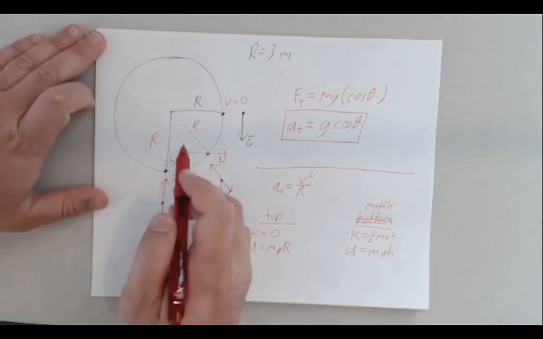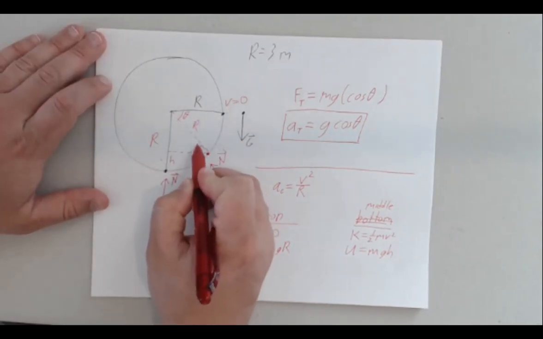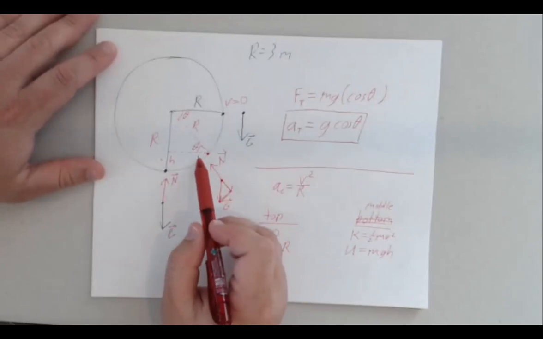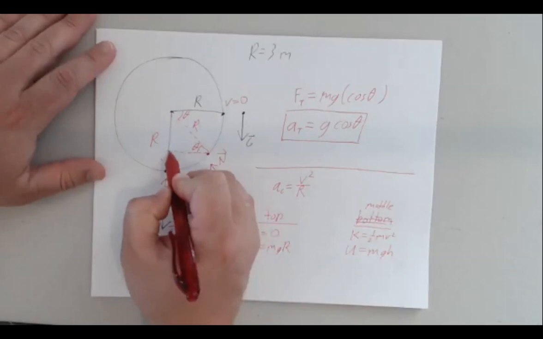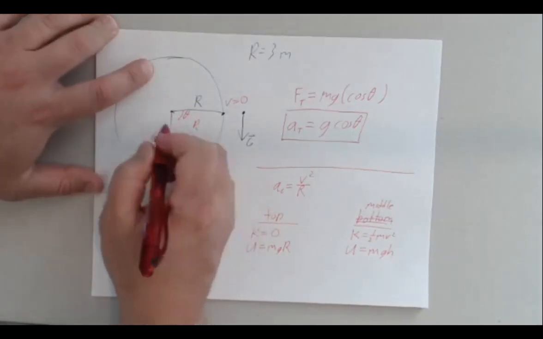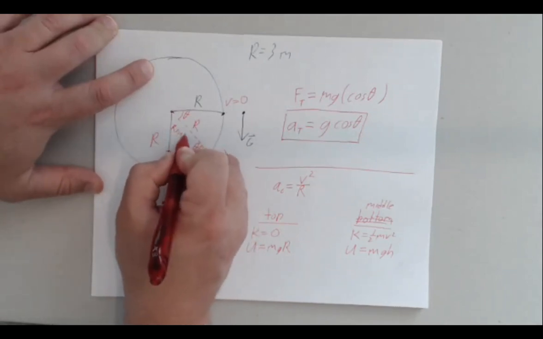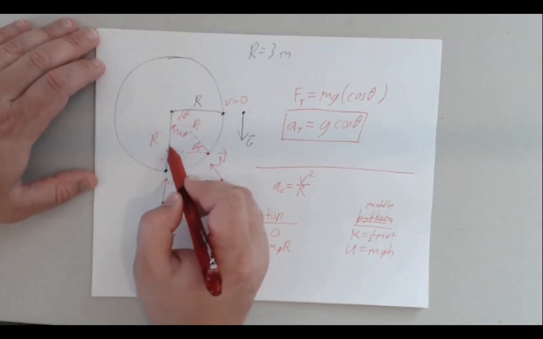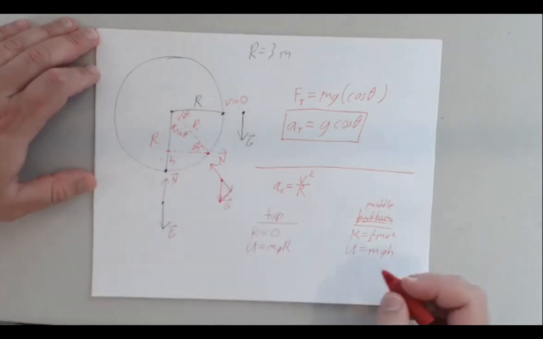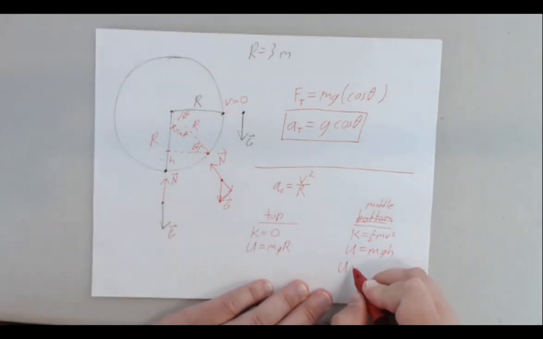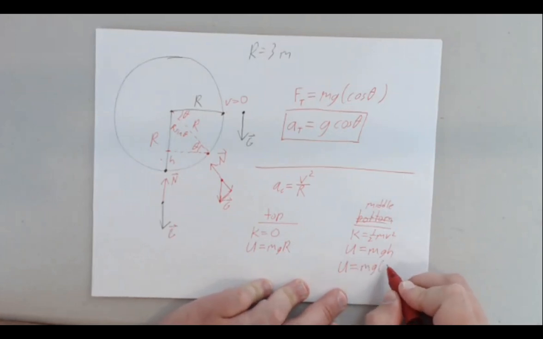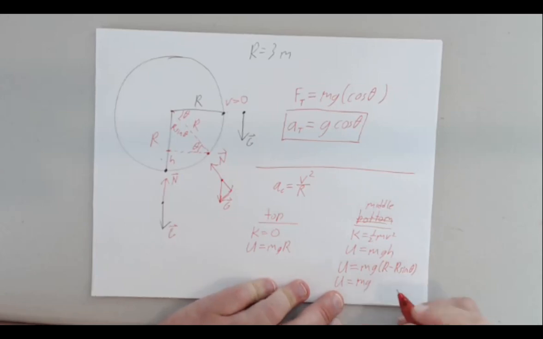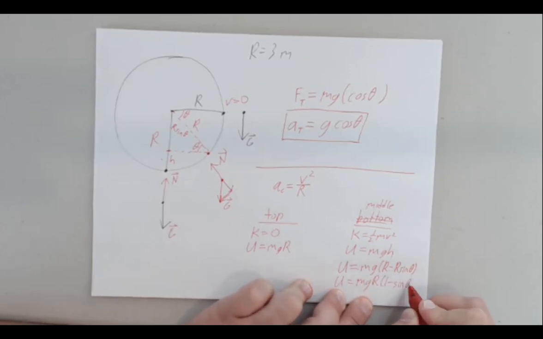Okay, how do I relate h and r and our angle? Here's our angle theta, which means this is also our angle theta. Now it's just a trigonometry game. I know that this piece from here to here has got to be r sine theta, because there's theta, and the hypotenuse is r. So the opposite side has got to be r sine theta. So h is just r minus r sine theta. That means our gravitational potential energy in the middle is mg(r minus r sine theta), or I could clean that up as mgr times (1 minus sine theta).